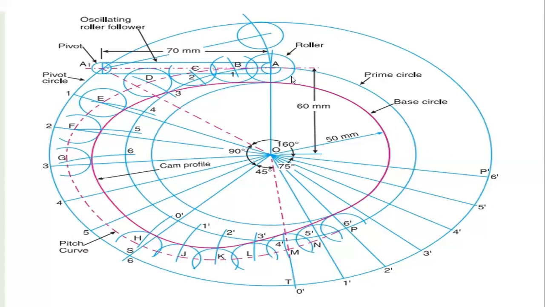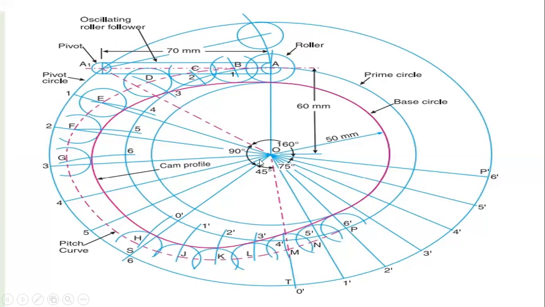Then divide the cam profile into four parts, that is 90 degrees, 45 degrees, 75 degrees and 160 degrees. Then we have to take the distance from the roller, that is 70 mm, because this is the oscillating roller follower which rotates in this motion. So we have to take the distance of 70 mm and start from that point only.